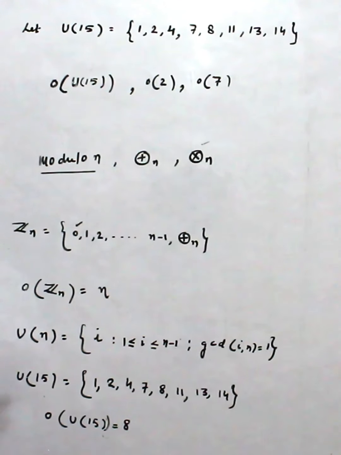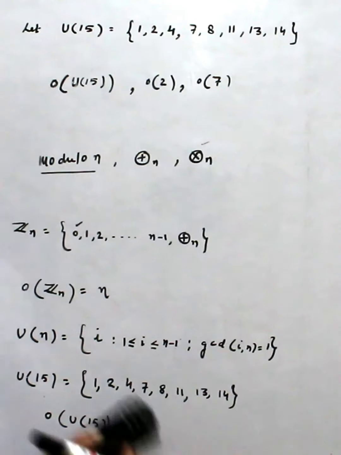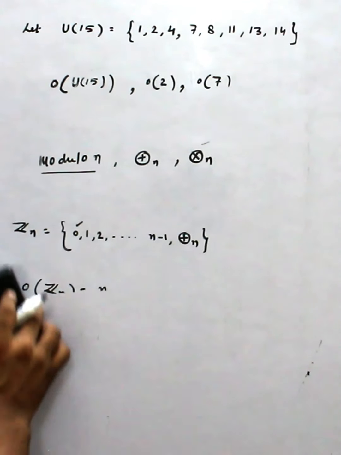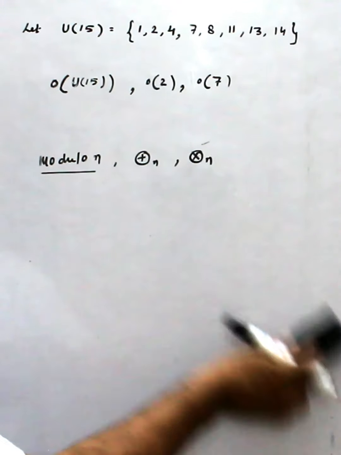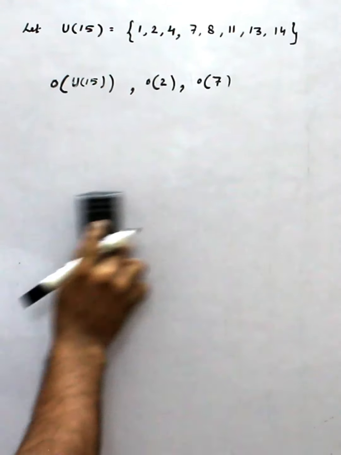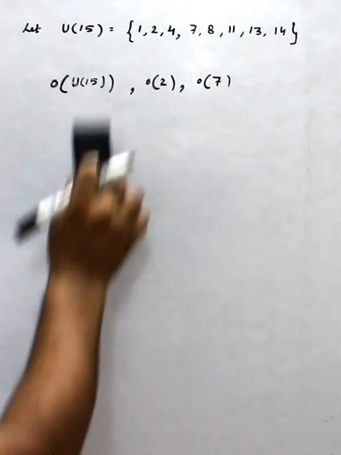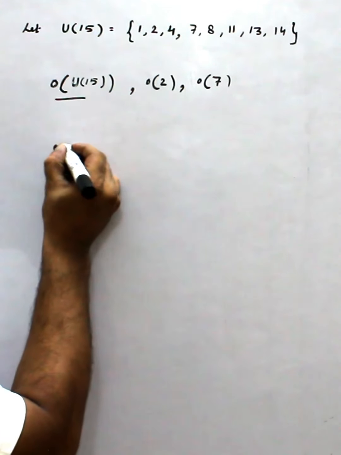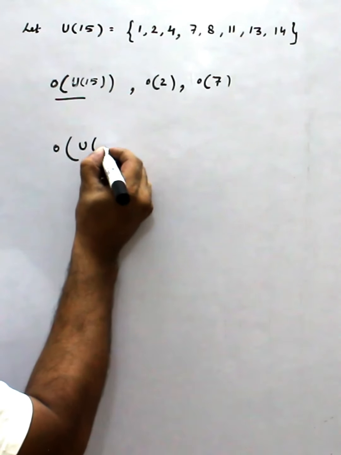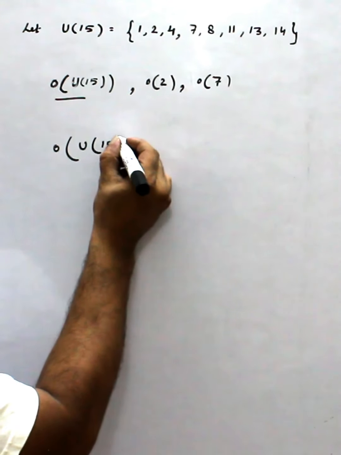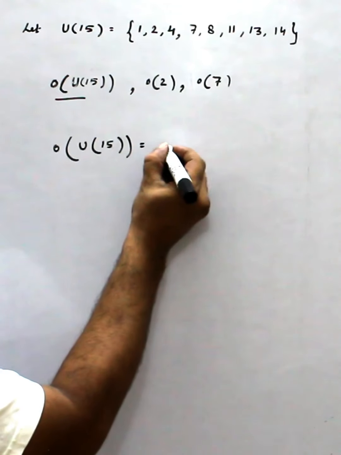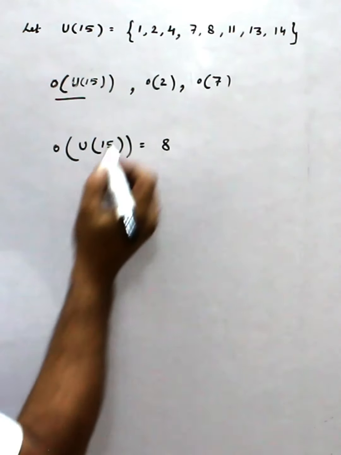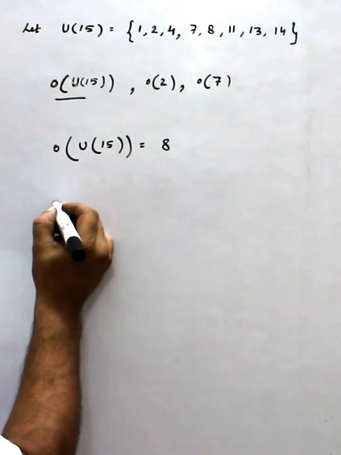Now the other thing, we can also check whether this is a group or not simply by the closure property. If you want to check, we can easily check this is a group. Now we have found the answer of this: the order of U15 is 8. Now we have to find the order of 2.